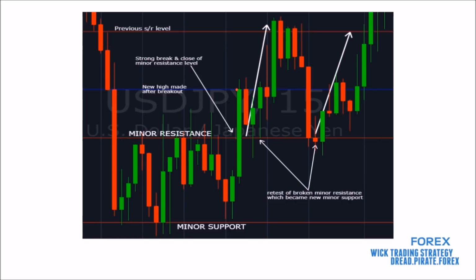Okay, and this is just another setup here on a long position. You have your minor support here, and you have your minor resistance here. You break that resistance. We had a very strong break of that resistance here, a bullish break. It made a new high right here, and then it came back down to retest this resistance level, which is becoming a support level now after the failed attempts.